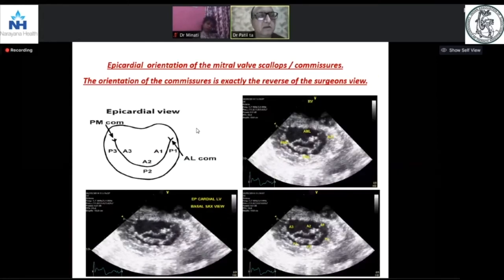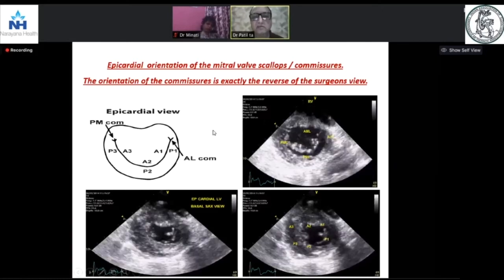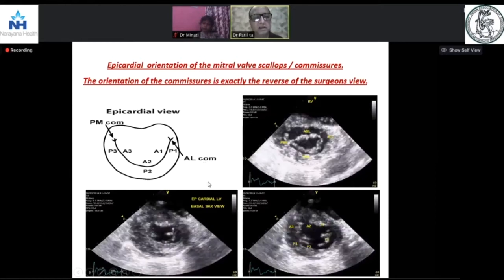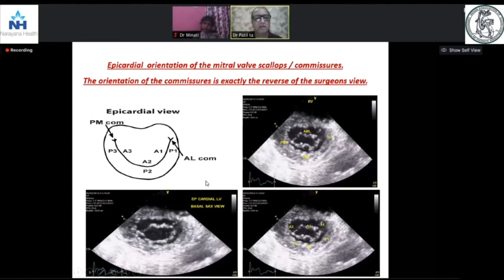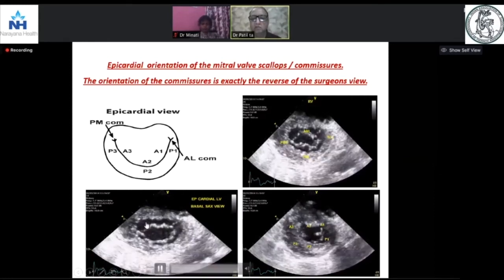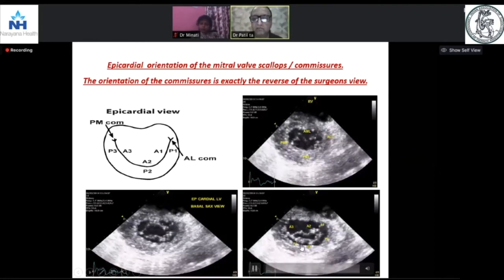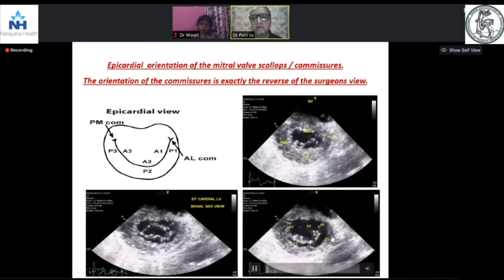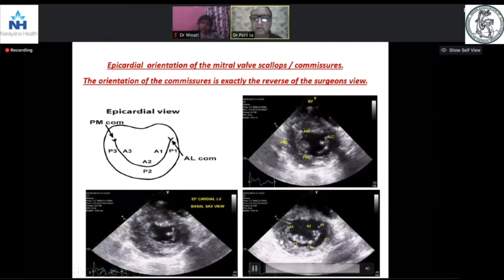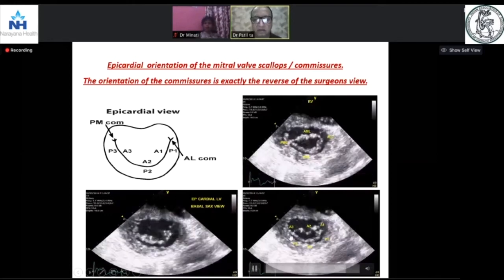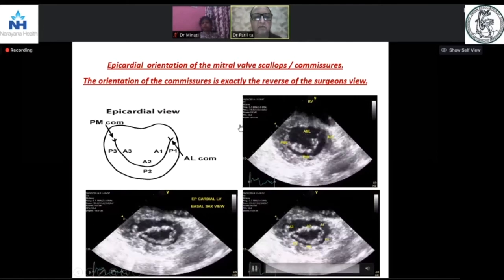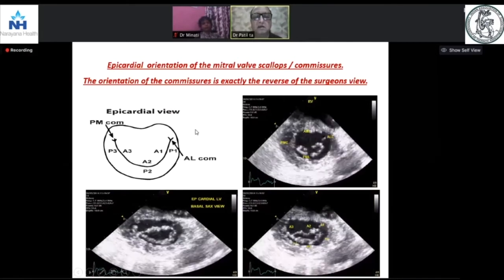Now, like I said, in contraindicated patients wherein we can't introduce the TOE probe, we have the epicardial view, placing the probe directly on the heart, after taking all the necessary precautions. This is actually the reverse of the surgeon's view. In the surgeon's view, we have the A1 P1 on the left of the surgeon and the A3 P3 on the right of the surgeon. In the epicardial view, we have the anterior mitral leaflet on the top and the posterior mitral leaflet below, but the A3 P3, the posteromedial commissure, is seen on the left, and the A1 P1 segment is seen on the right. This is actually the reverse of the surgeon's view.